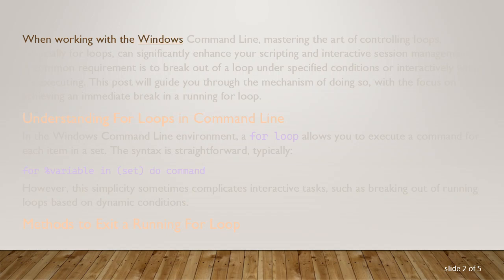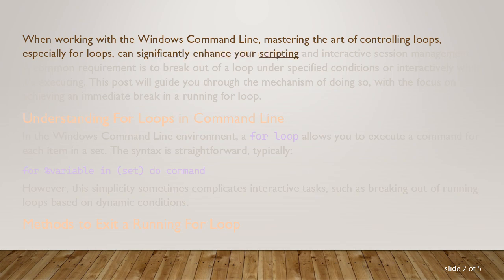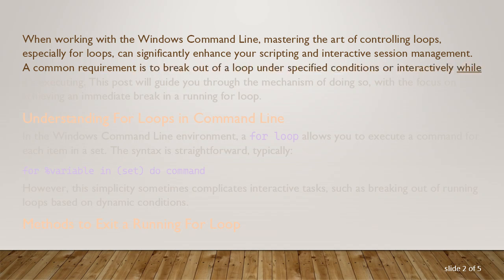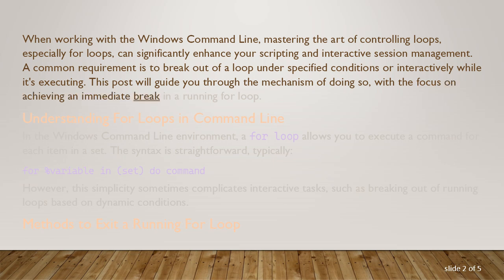When working with the Windows command line, mastering the art of controlling loops, especially for loops, can significantly enhance your scripting and interactive session management. A common requirement is to break out of a loop under specified conditions or interactively while it's executing. This post will guide you through the mechanism of doing so, with the focus on achieving an immediate break in a running for loop.